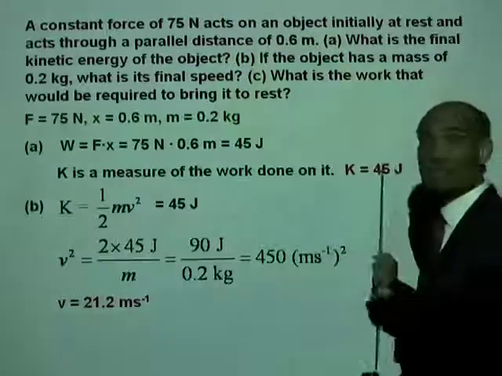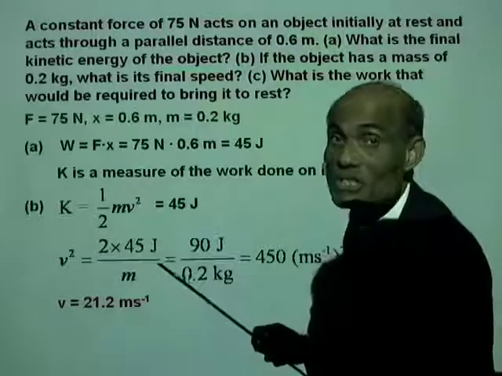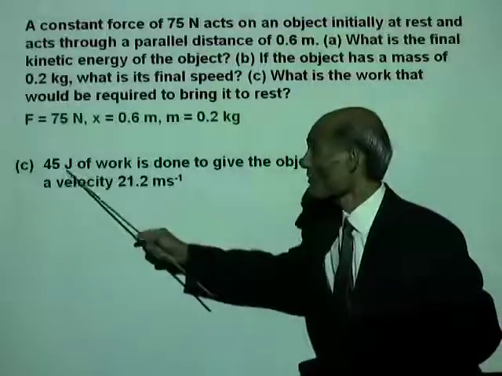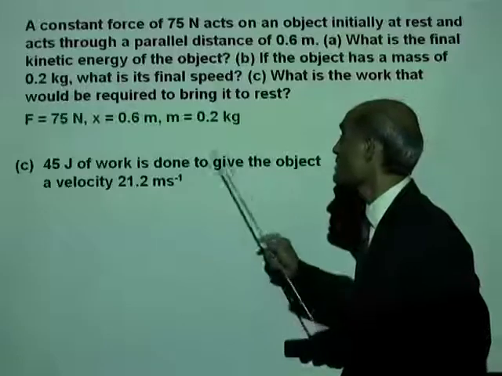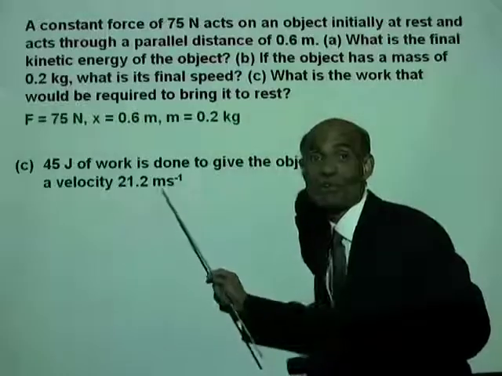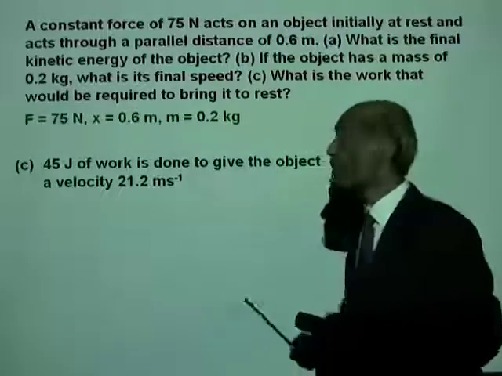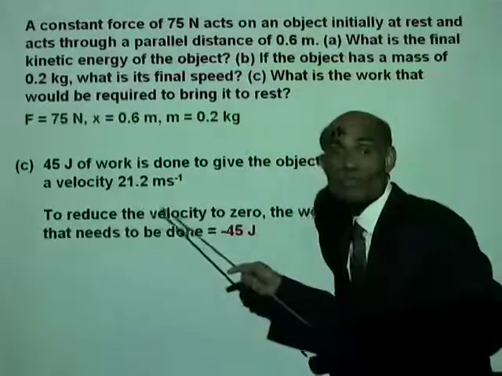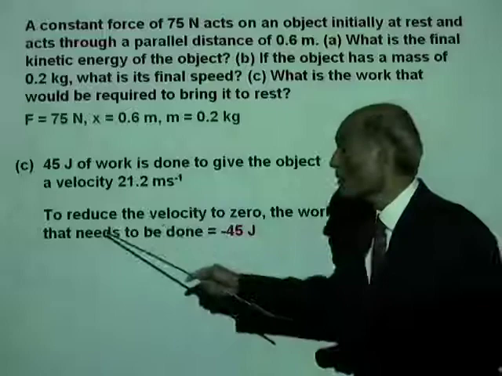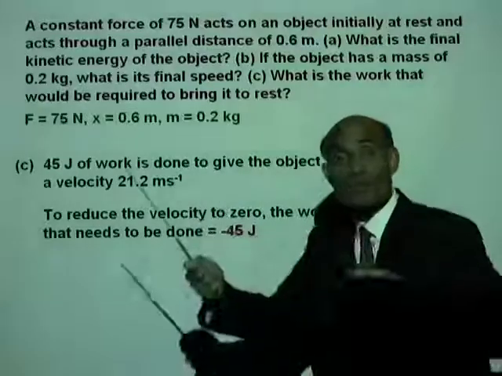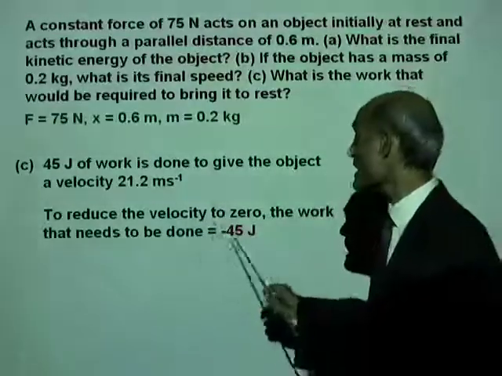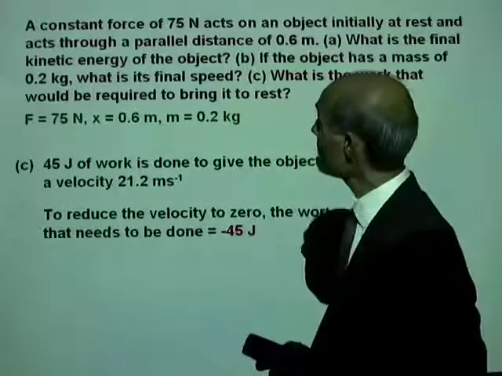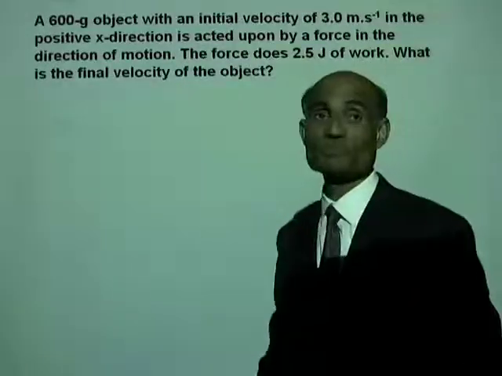It is opposite to that. It should be negative 45 joules. 45 joules of work is done to give the object a velocity of 21.2 meter per second. To reduce this velocity to 0, the work that needs to be done will be opposite, will be negative 45 joules. Okay, let's do another problem.